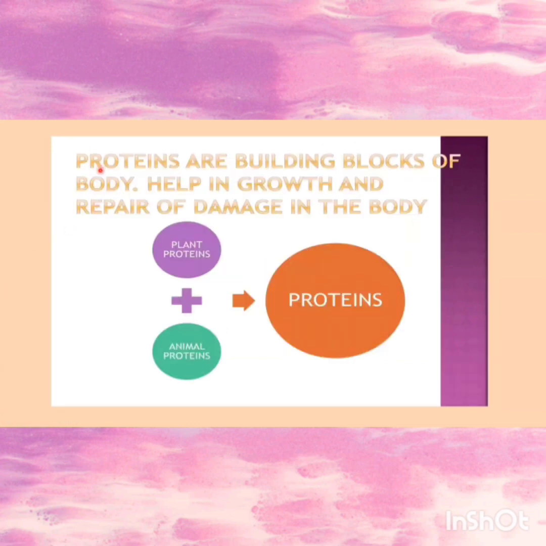Next, proteins. Proteins are body building nutrients. It is also known as building block of body. It helps in growth and repair of damage in the body. There are two types of protein, that is plant proteins and animal proteins.